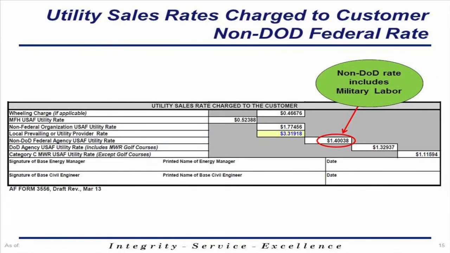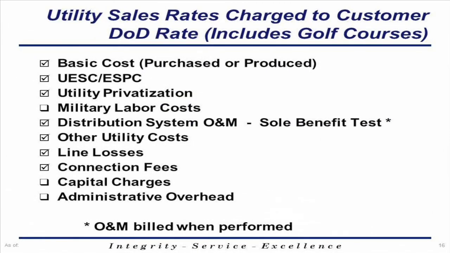This is the Air Force Form 3556 base produced water example. What you see there is the non-DOD rate, and that rate does include military labor in the commodity production costs. Here you can see the cost elements that are charged to customers, the DOD customers, and golf courses.